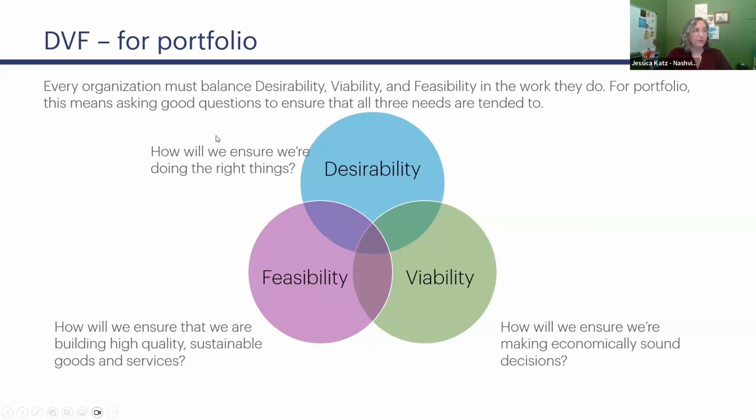So how will we ensure we're doing the right things? How will we ensure we're making economically sound decisions? And how will we ensure that we are building high quality, sustainable goods and services? And that's the essence of the portfolio. It's almost like a check and balance, the portfolio, keeping an eye on things, making sure we're making the best choices we can, and that we're learning from the choices that ended up being not great. That's the idea.